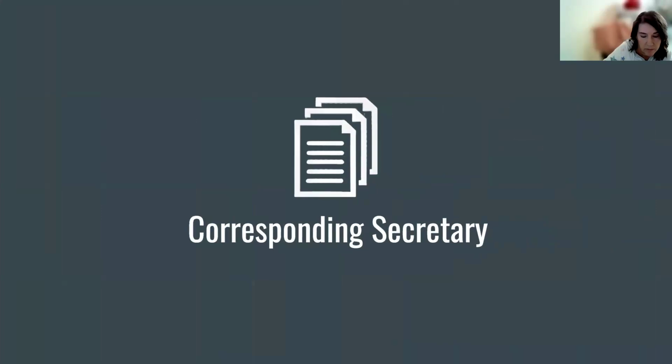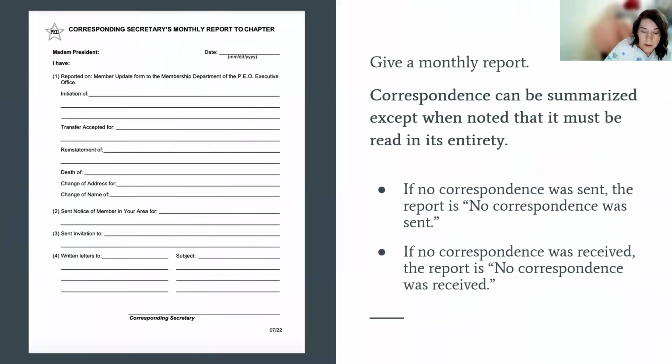Corresponding secretary. The corresponding secretary's job is to give a monthly report. The correspondence can be summarized except when noted that it must be read in its entirety. So I've been in several chapter meetings where every single piece of correspondence is read in full, and that's not required. It will tell you at the top of the correspondence if you must read it in full.